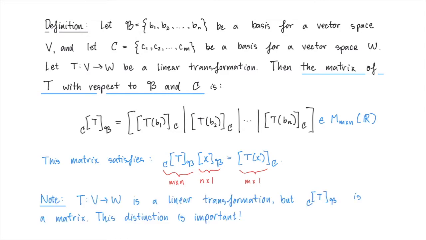Something very important that I want to note here is that T is a linear transformation, but the matrix of T is actually a real matrix. T is a function from V to W, whereas the matrix of T records the action of T on coordinate vectors. They both describe the same thing, but they're different objects. This distinction is very important when you're trying to write proofs.